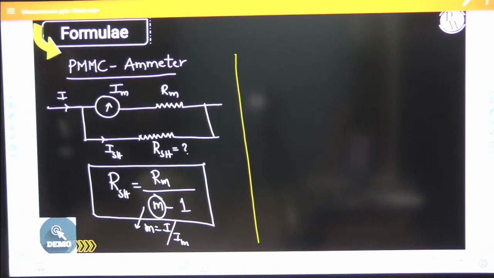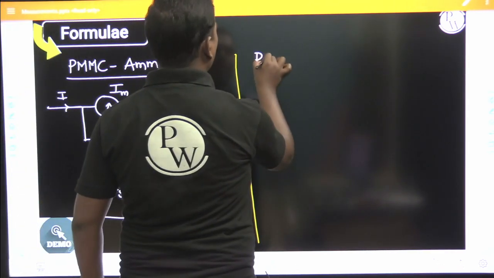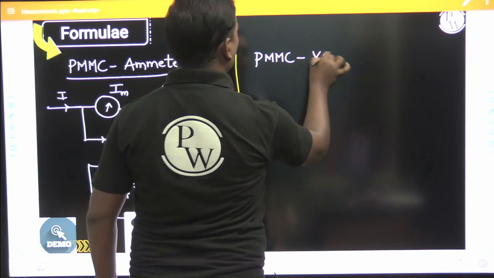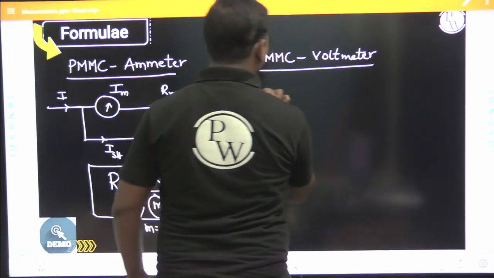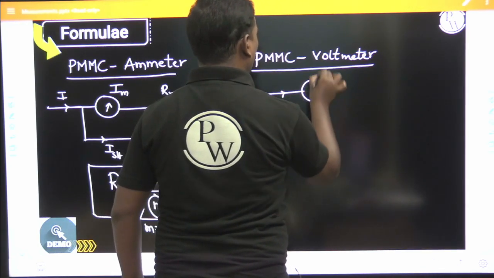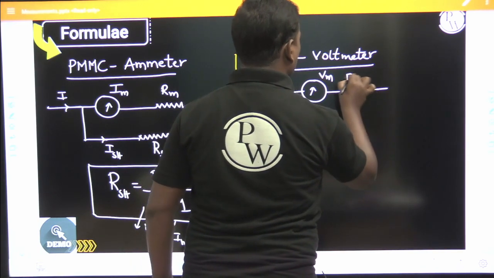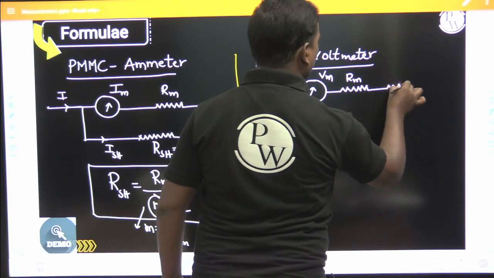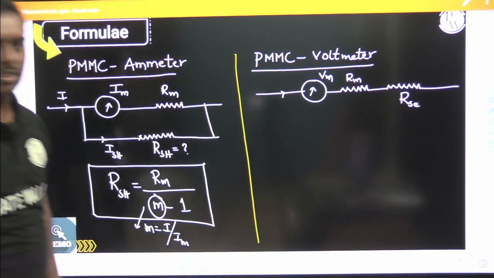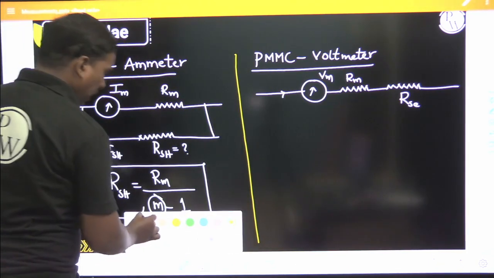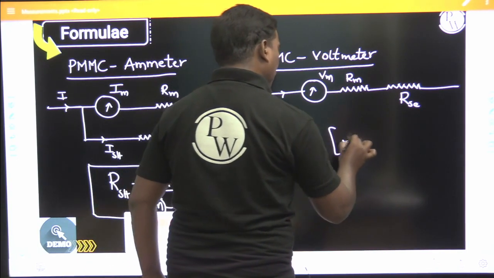Next, similarly, if you want to extend the PMMC as voltmeter, so this is our voltmeter Vm and this is our Rm, and in series we are attaching a resistor. So, this is a Rse series resistor. This particular series resistor Rse is given as Rm into m minus 1.